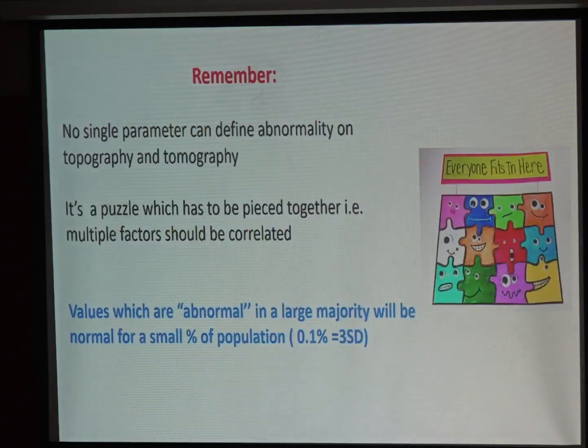So to summarize, remember that no single parameter can define abnormality on topography and tomography. It's a puzzle which has to be pieced together. So multiple factors have to be correlated, and values which are abnormal in a large majority will be normal for a small population. So that is the concept of 3 standard deviations. 3 standard deviations means that in 0.1% of that population, that value can be normal.